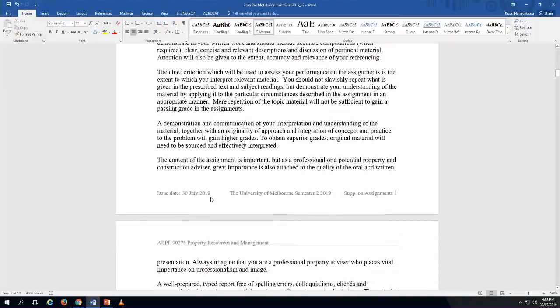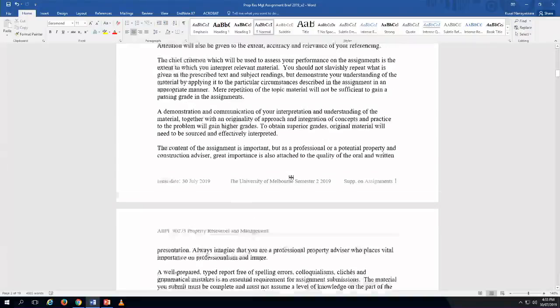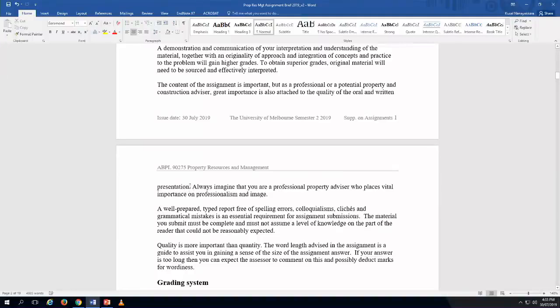The content of the assignment is important, but as a professional or potential property and construction advisor, great importance is also attached to the quality of the oral and written presentation. Always imagine that you are a professional property advisor who places vital importance on professionalism and image. So I have seen many assignments. Calculations are accurate, perfect, but the presentation is not really good.